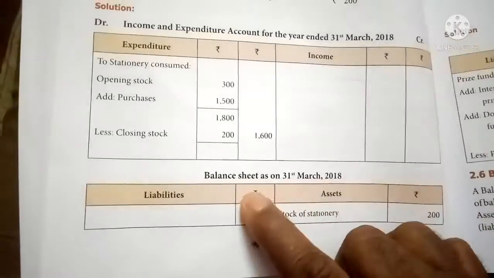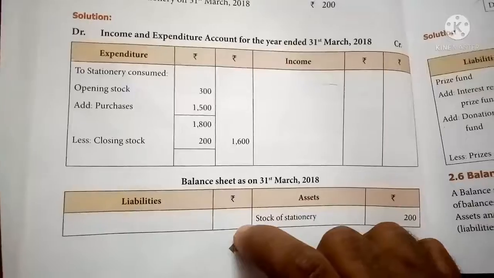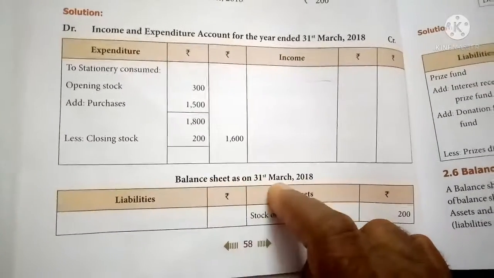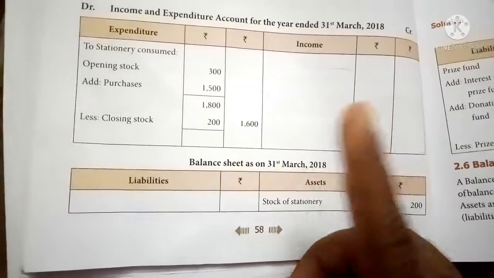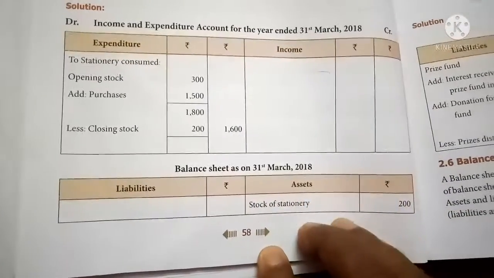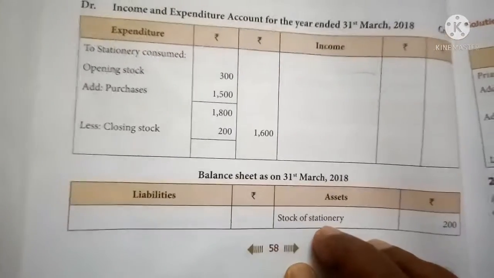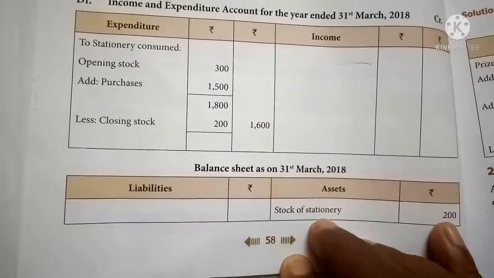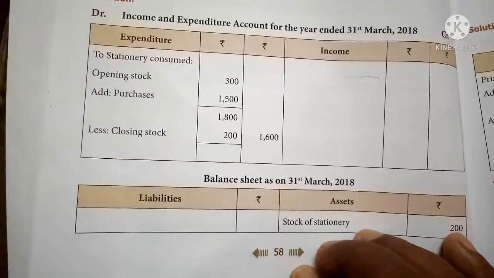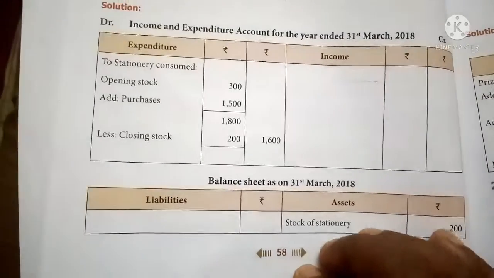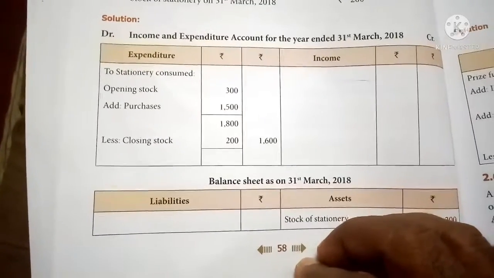And then come to the balance sheet. Because they are asking for the final account of a not for profit organization, you can work out the balance sheet also. In that balance sheet, make the necessary columns using two sides, liability side and asset side. On the asset side, write stock of stationery, that is closing stock of stationery rupees 200. It is given in the sum itself. That's all in this sum. You cannot balance or total the account. Just show how the item will appear in this account.